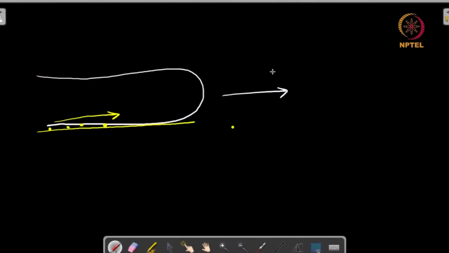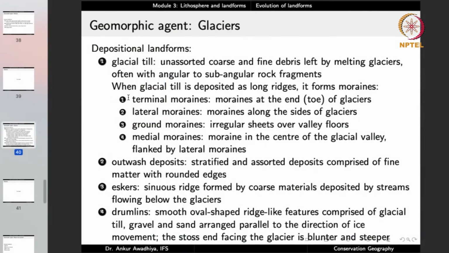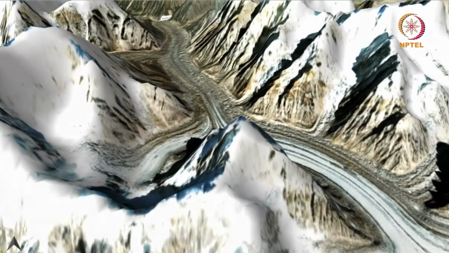Now why do they have these? Because when the glacier is moving, when it plucks one of these rocks, then in a number of cases these rocks break, and when they break, they create very sharp angles and very sharp edges. Now when the glacial till is deposited as long ridges, it forms moraines. So moraines is what we saw here. So these are moraines. They are being deposited in the form of ridges.